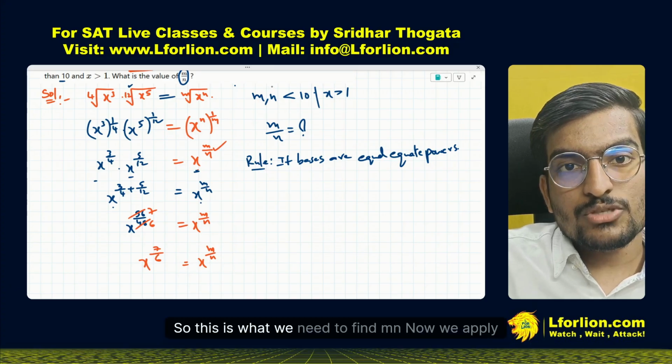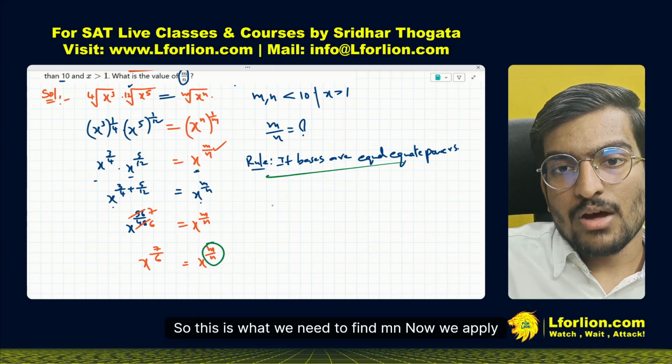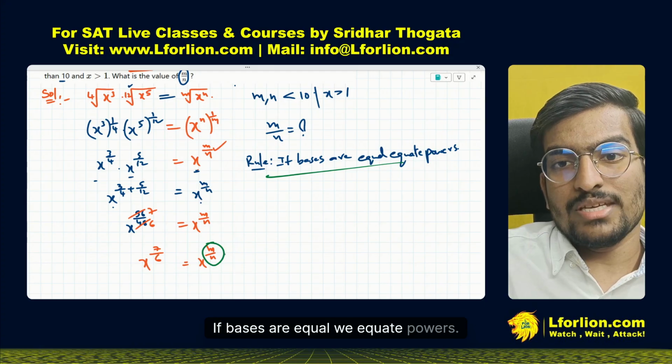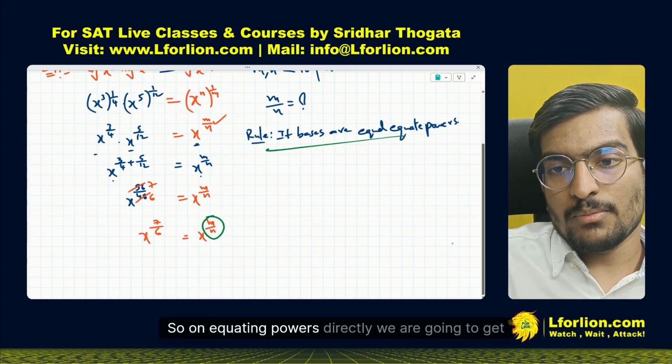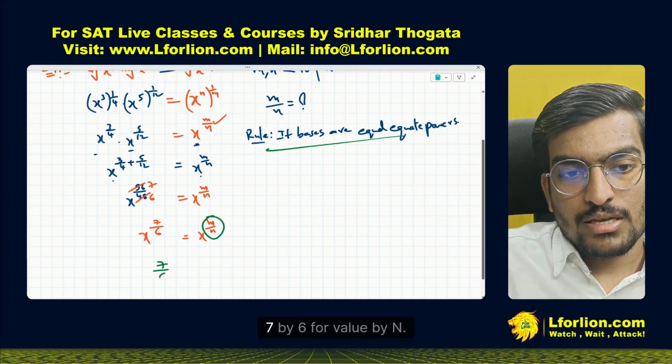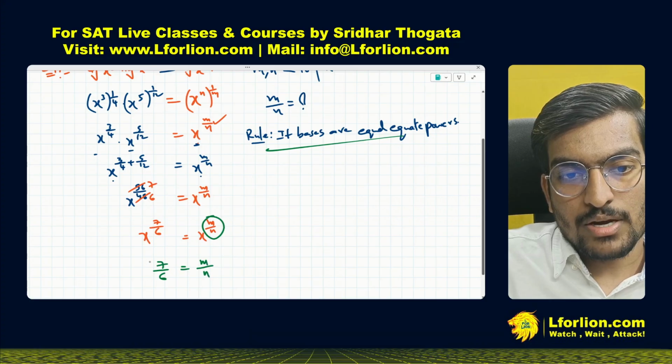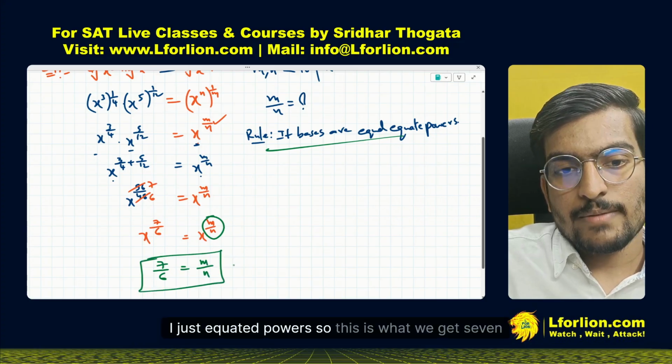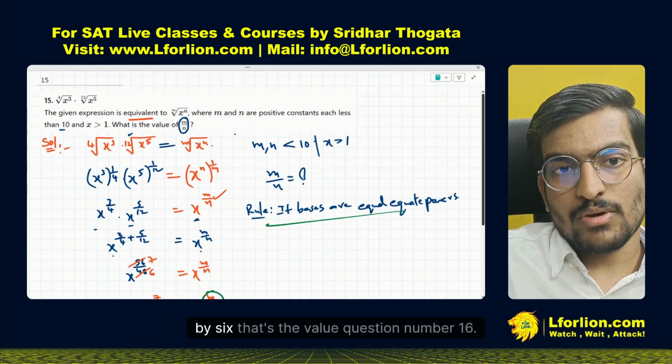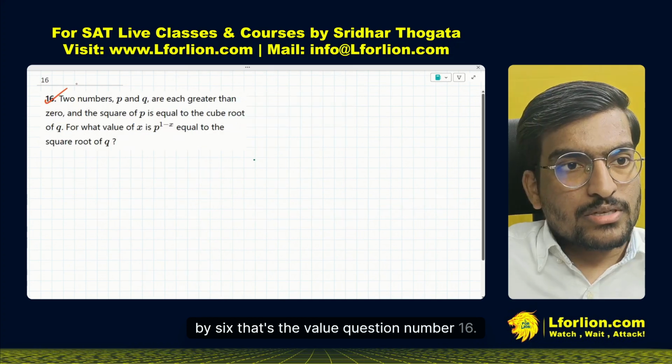So this is what we need to find. Now we apply this: if bases are equal, we equate powers. On equating powers directly, we get 7 by 6 for the value of m by n. I just equated powers, so this is what we get, 7 by 6. That's the value.